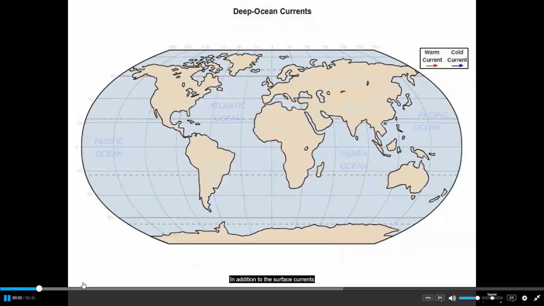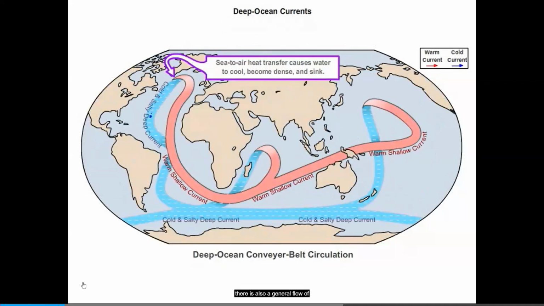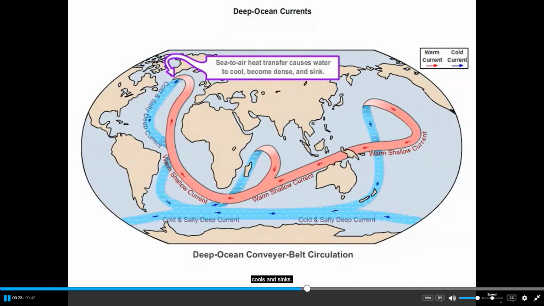In addition to the surface currents, there is also a general flow of water in a deep ocean conveyor belt circulation. A shallow current of relatively warm water slowly moves from the Pacific Ocean through the Indian Ocean and into the North Atlantic. In the North Atlantic, this shallow current cools and sinks. A cold, deep current then flows south out of the Atlantic Ocean, where it joins the flow of deep water near Antarctica.